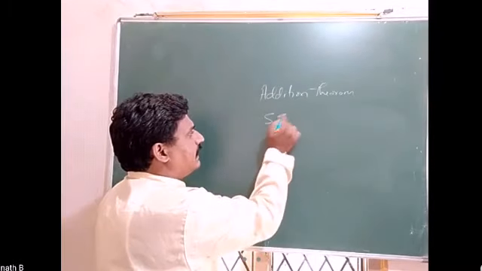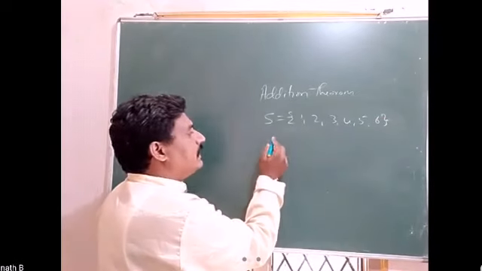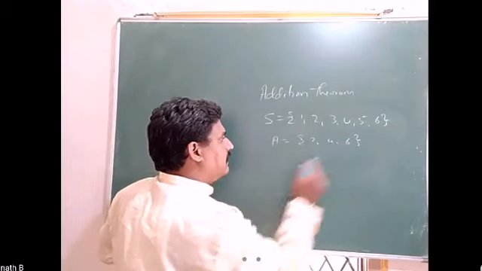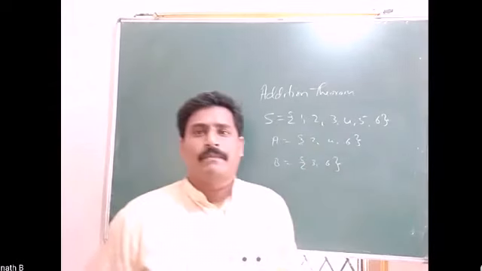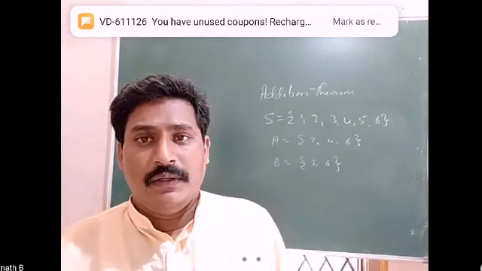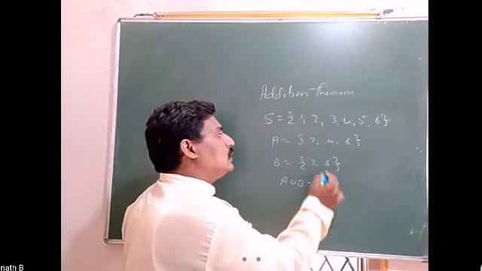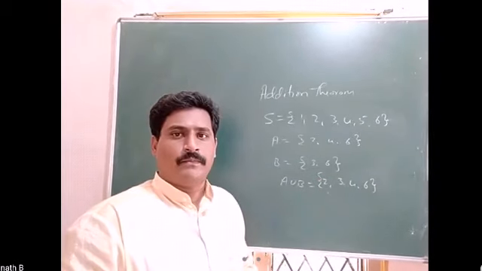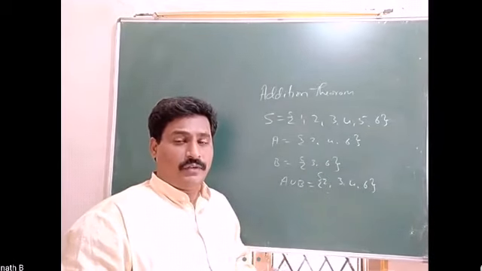Suppose the sample space has 1 2 3 4 5 6, then event A has 2 4 6 and event B has 3 6. Now addition theorem means, as we already learned, union of events. So A union B is equal to 2 3 4 6. Occurrence of any one of these, we say union of these two.